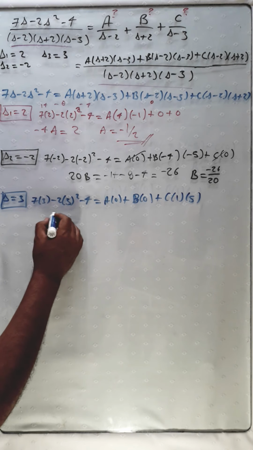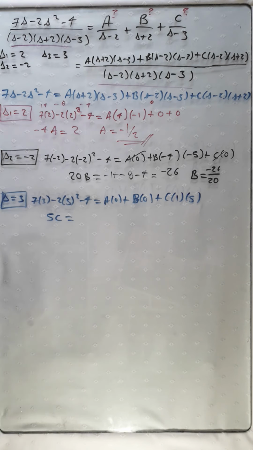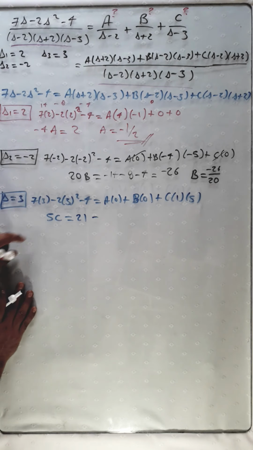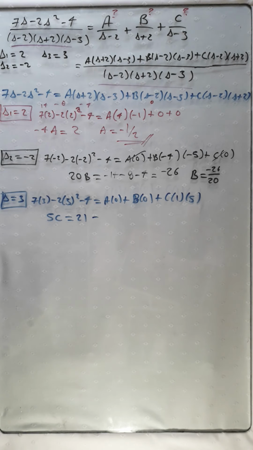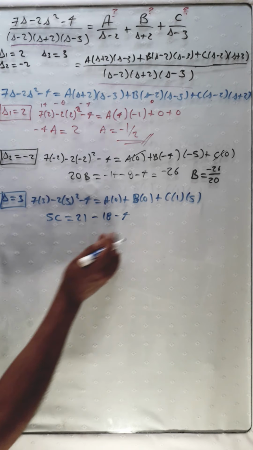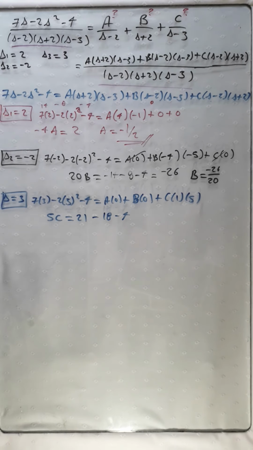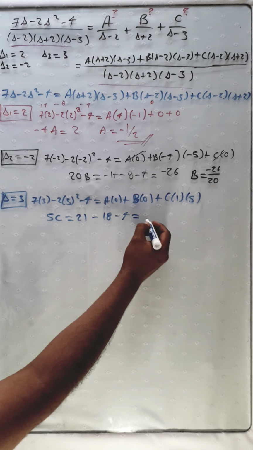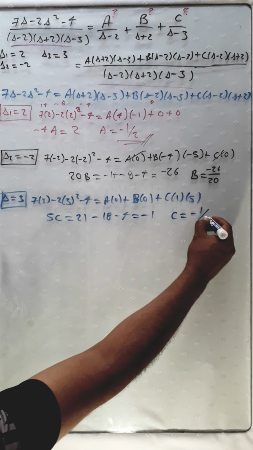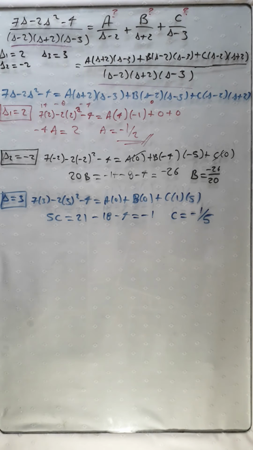So what you get is 5c is equal to, the numbers here is 21 minus 9 times 2 is going to be minus 18, and then minus 4. 21 minus 18, that is 3 positive, minus 4 is going to be equal to minus 1. So the value of c is equal to minus 1 over 5. Alright, assuming that I don't have any mistakes.